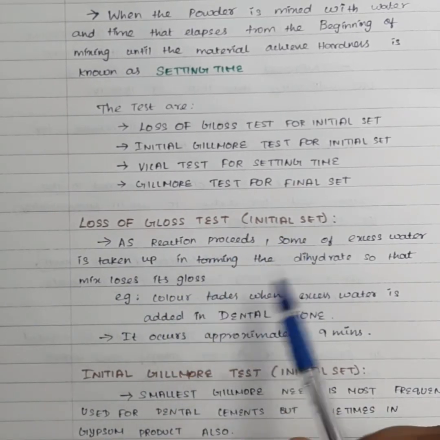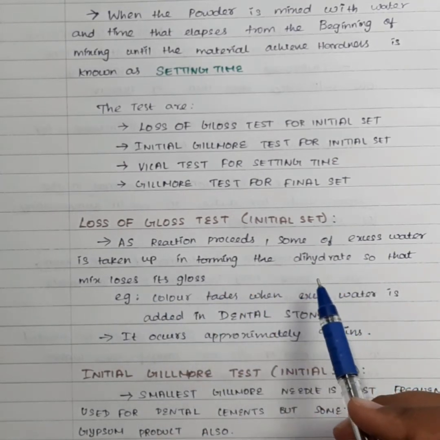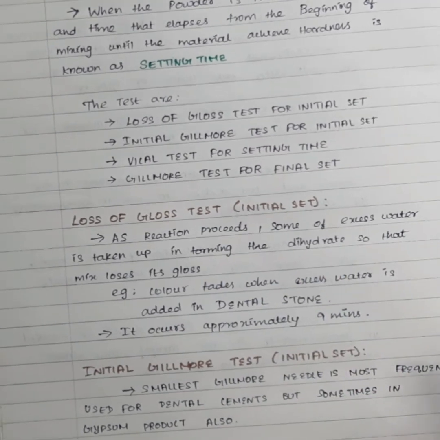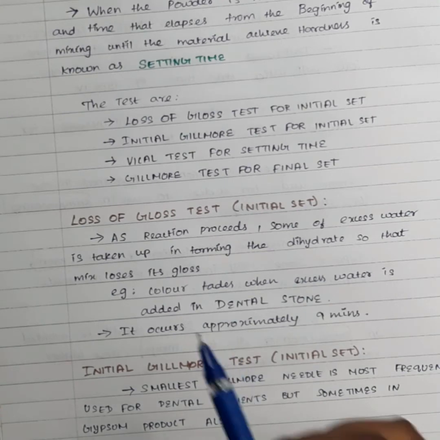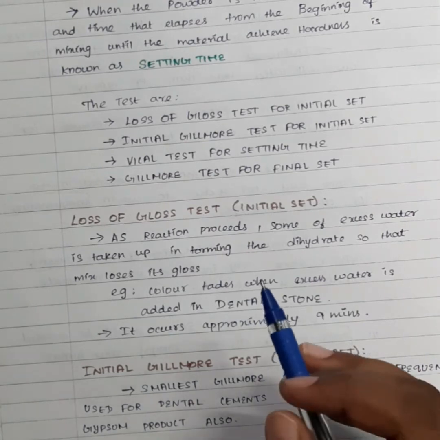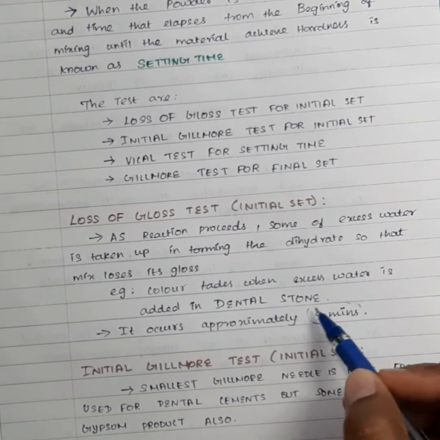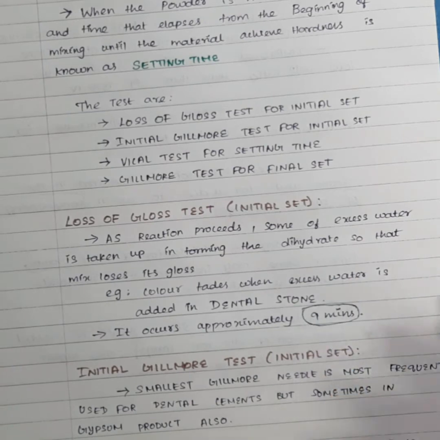Now the loss of gloss test, that is for initial set. As the reaction proceeds, some of the excess water is taken up in forming the dihydrate, so that the mix loses its gloss. For example, if we have taken dental stone and excess water is added, the material changes color from green to faded green. It occurs approximately at 9 minutes.